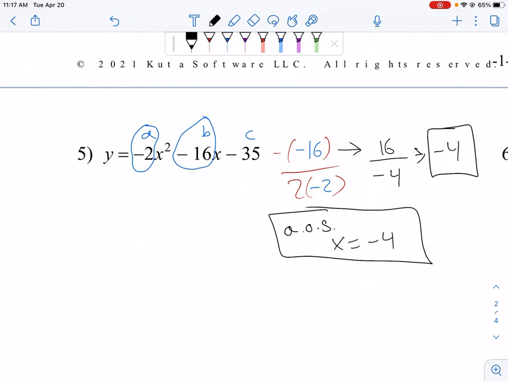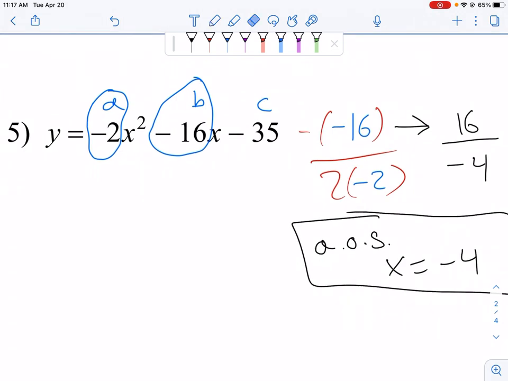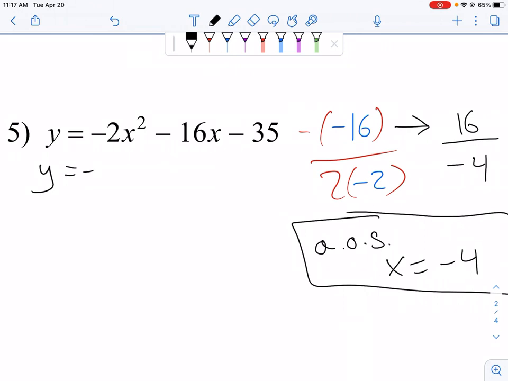And now that we know what x is, we're going to go in and find out what our y would end up being. So y equals negative 2 x squared minus 16 x minus 35. And I'm replacing my x with a negative 4. So I did that in red. And now we're going to evaluate. We've got to follow our order of operations.